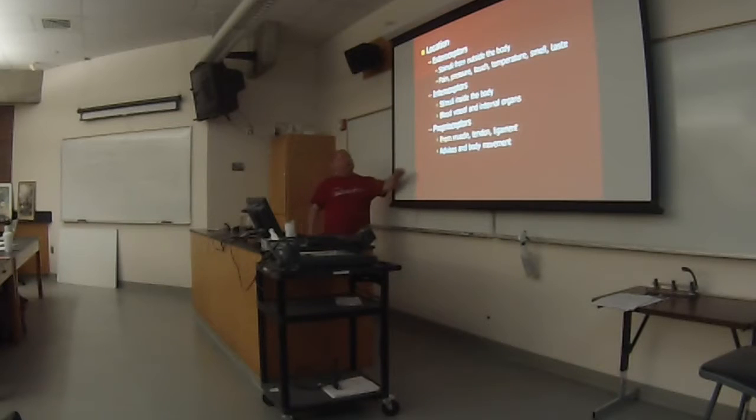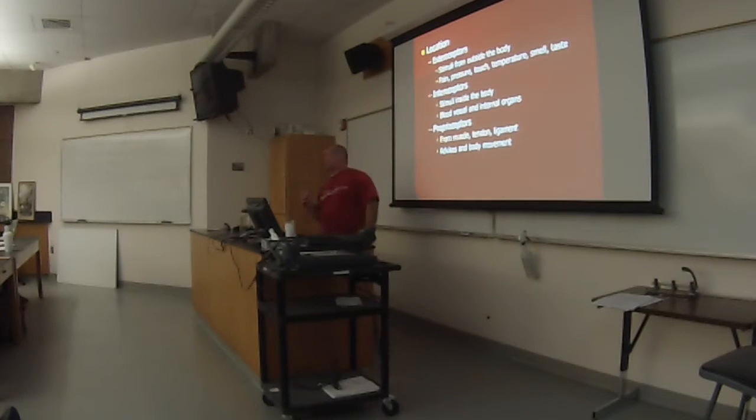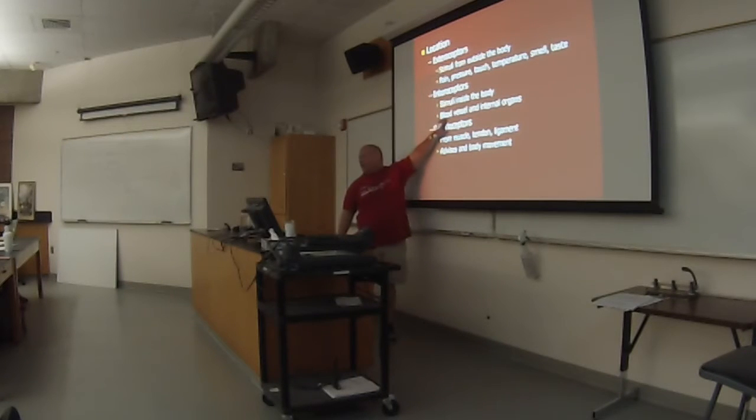I can have interoceptors. These tend to be on the inside of our body. These are also things that you, for all intents and purposes, are not aware of. Now, you can have pain on the inside of your body, and that would be triggered by one of these, but normal stuff. Your blood vessel diameter.